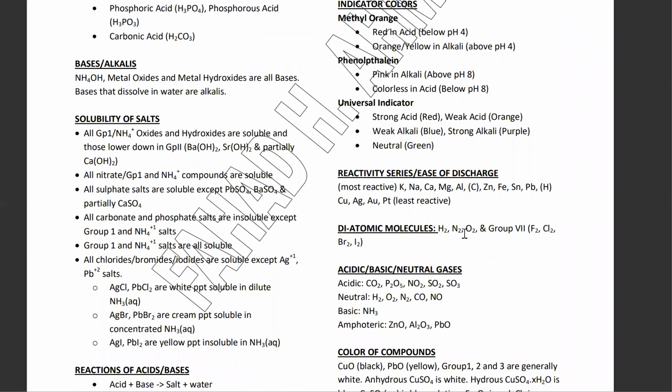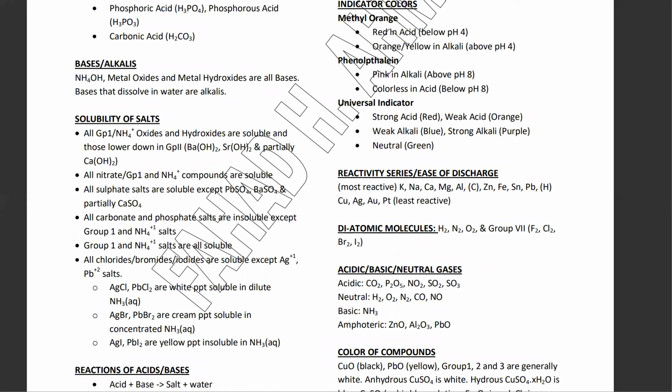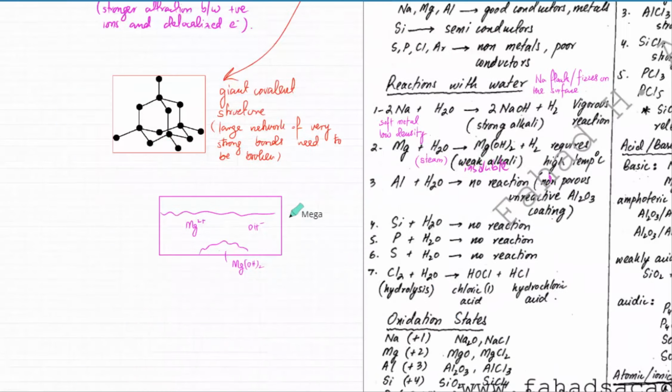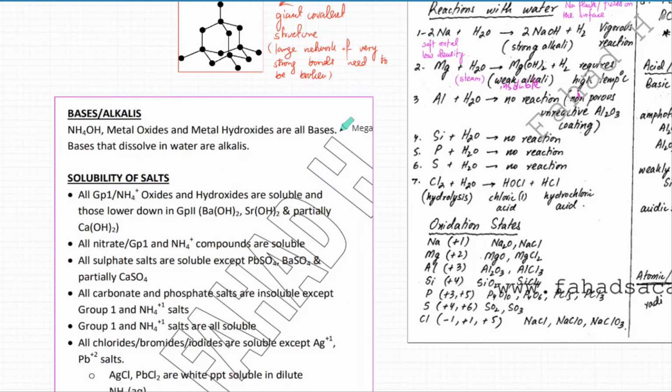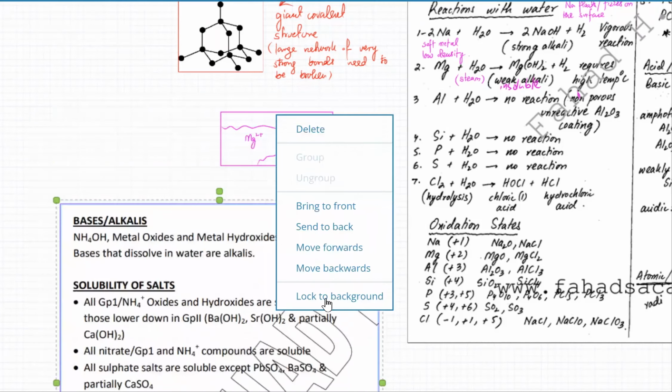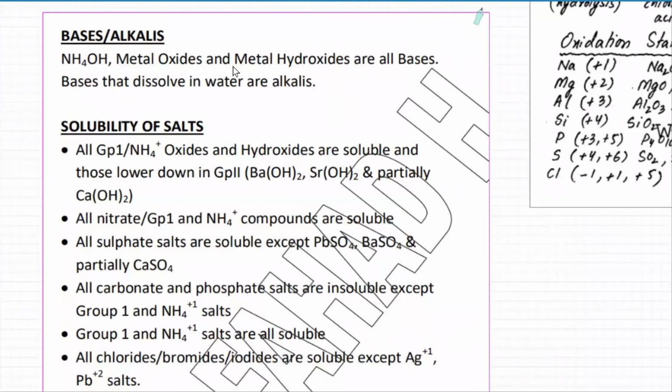So this one, remember this solubility table? This needs to be remembered. So I'm just going to copy paste it here. So this thing. Remember this, hydroxides. So group 1 oxides and hydroxides are the ones that are soluble, and some in group 2, that's it. The others are all insoluble.